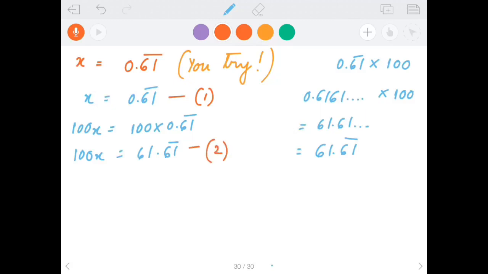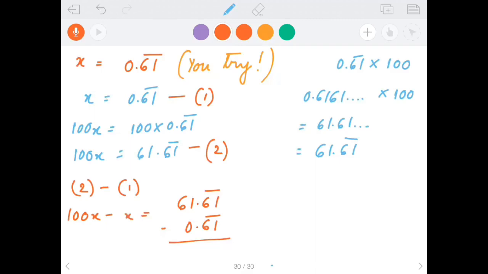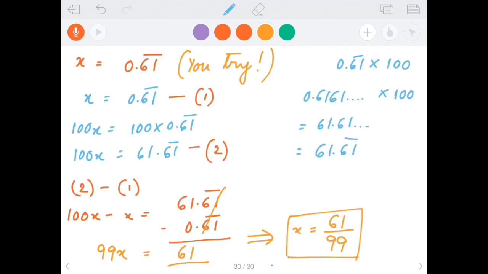Then I'm going to subtract 1 and 2. I hope you've done exactly that. We're going to get 100x minus x is equal to 61.61 minus 0.61 bar. The 0.61 bar post the decimal point gets cancelled, and I'm left with 61. I get 99x is equal to 61, so x becomes equal to 61 by 99, and that's your final answer. Please highlight it, because that is how you're going to present it.